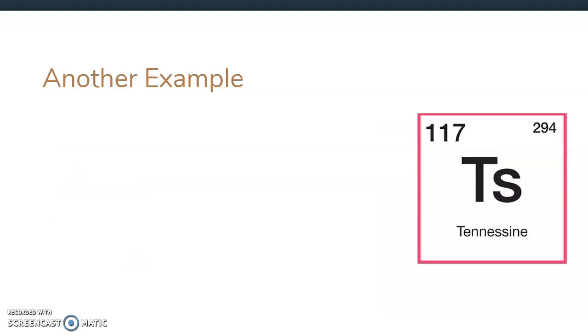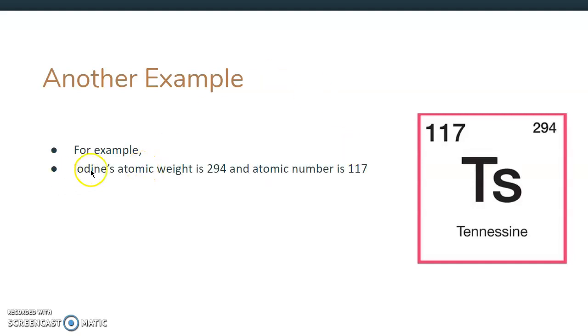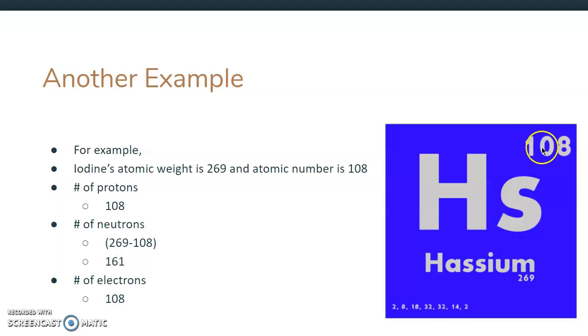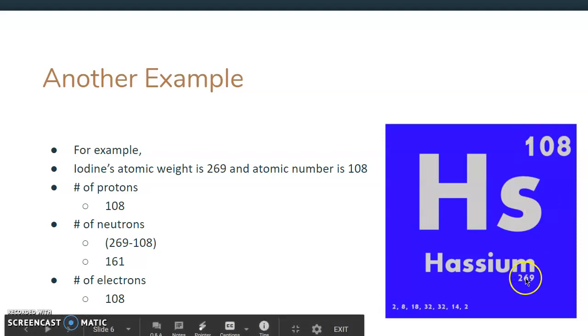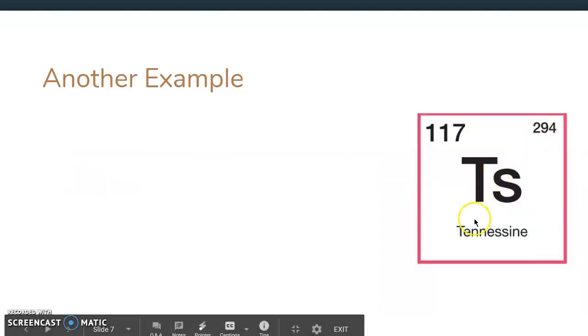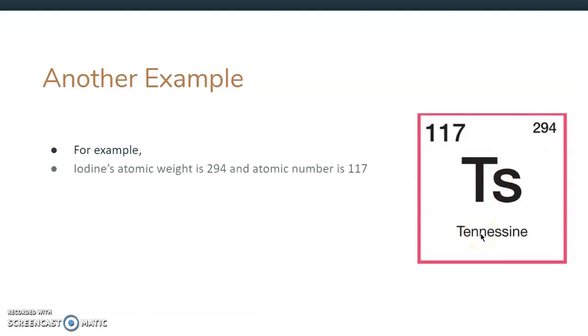Awesome. We got another example. Tennessine, I believe is how you pronounce it. Again, I forgot to change iodine's name. My apologies. But our atomic weight is 294, as we can see from up here. This looks a little bit different. We have our atomic number on the top and our weight down here. But for Tennessine, we have our atomic weight on the top right at 294 and our atomic number at 117.